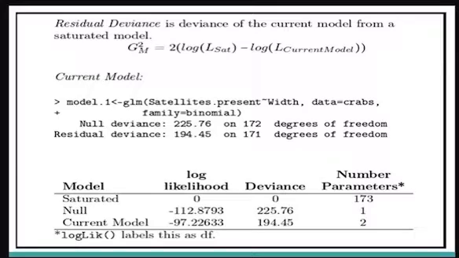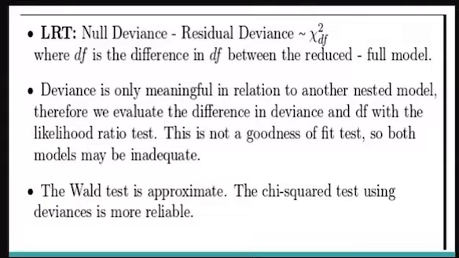Don't forget, we're looking at the effect of width on whether the satellite is present or not. So the current model now is an ideal model, which is the one that comes in between the null and the saturated complicated model. Of course, in logistic regression, we use a likelihood ratio test to decide between the intercept model and the complicated model.